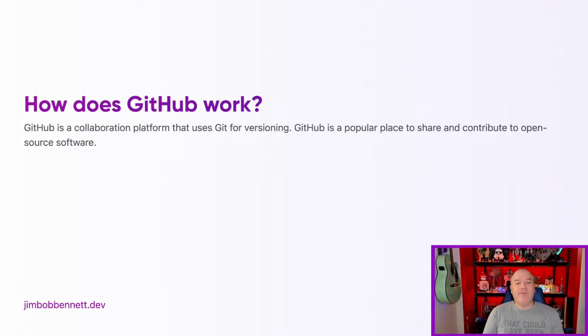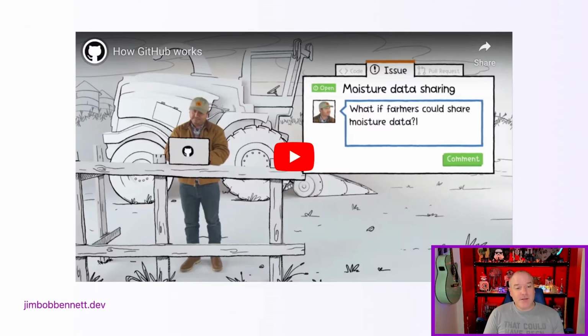So how does GitHub work? GitHub is a collaboration platform that uses Git for version control. It's a popular place to share and contribute to open source software. We touched a little bit on what GitHub actually is in the last session, but let's watch this quick video to give an introduction to GitHub.